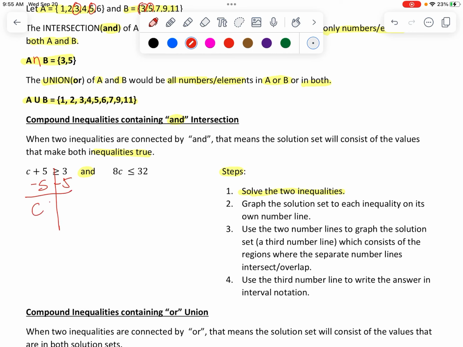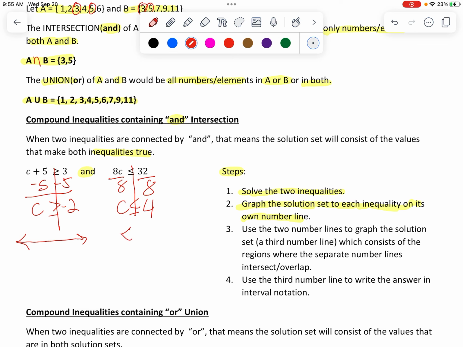And then after I solve the first one, solve the second one. And so after we solve, we get C is greater than or equal to -2 and C is less than or equal to 4. Now we're going to move on to the second step. We're going to graph the solution sets to each inequality on its own number line. So each inequality gets its own number line.